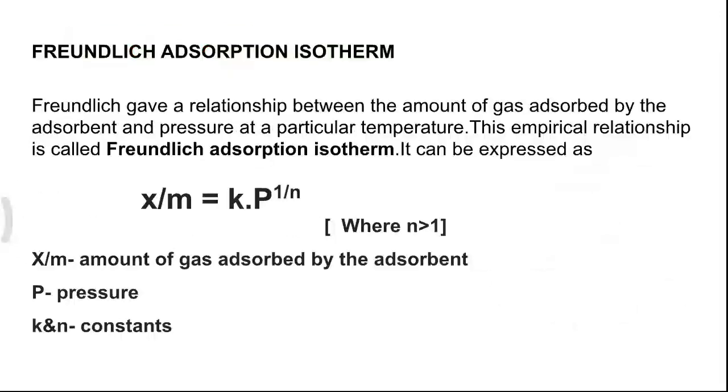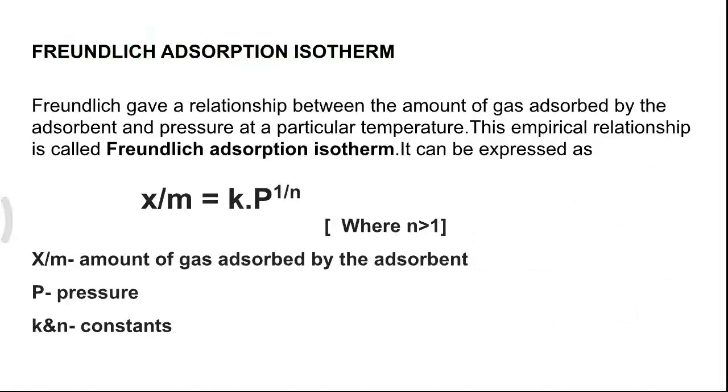Freundlich adsorption isotherm. Adsorption isotherms can even be expressed by using an empirical relationship, and one of the best examples for this is Freundlich adsorption isotherm. This is given by x by m is equal to k into p to the power 1 by n, where n is always greater than 1.